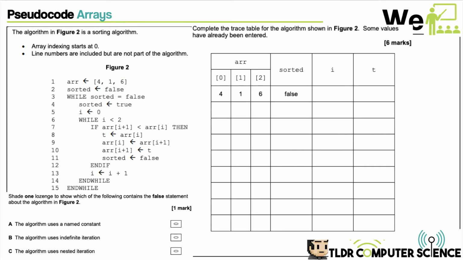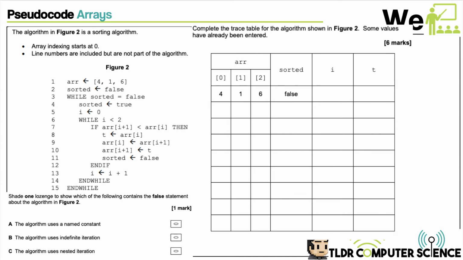Okay, the same algorithm from before. And remember, we said that this was actually going to be a bubble sort, which might be a bit of a giveaway. This time, we're going to have a trace table. But first of all, we've got to shade one lozenge to show which of the following contains the false statement about the algorithm. Okay. The algorithm used a named constant. Do you remember you have a constant versus a variable? There are no constants there, so that actually is false.